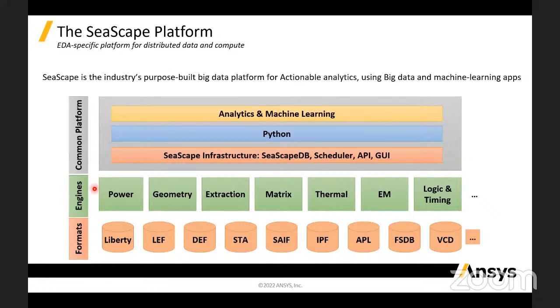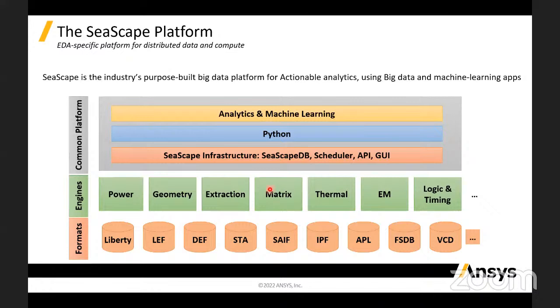In order to perform semiconductor simulation, we need various engines as well. So these engines are integrated into the SeaScape platform. For example, we need a power calculation engine to calculate the power consumption of the design. We need a geometry processing engine to process the layout geometries for wires, pins, vias, etc. We need an extraction engine that converts the geometries into the RLCK parasitics. And then we need a matrix solver engine that takes in that RLCK and is able to do a matrix solve operation.